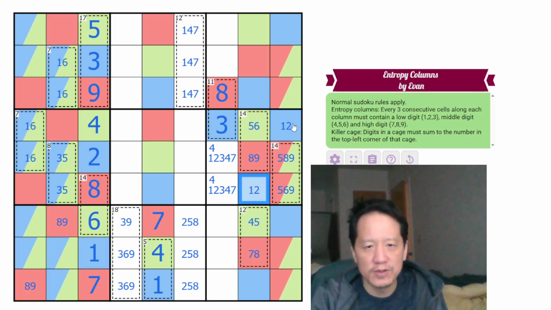This must be then a middle, because we have 3 digits in a row. We have a high and a low already, so this must be middle. This is low and this is middle, which forces this to be high. So therefore, this is a 4, and this must be 7. And now we can fill out these. This has to be a middle because of these 3 cells. This must be a low because of these 3 cells. This must be a low. This is a middle, and this is a high.